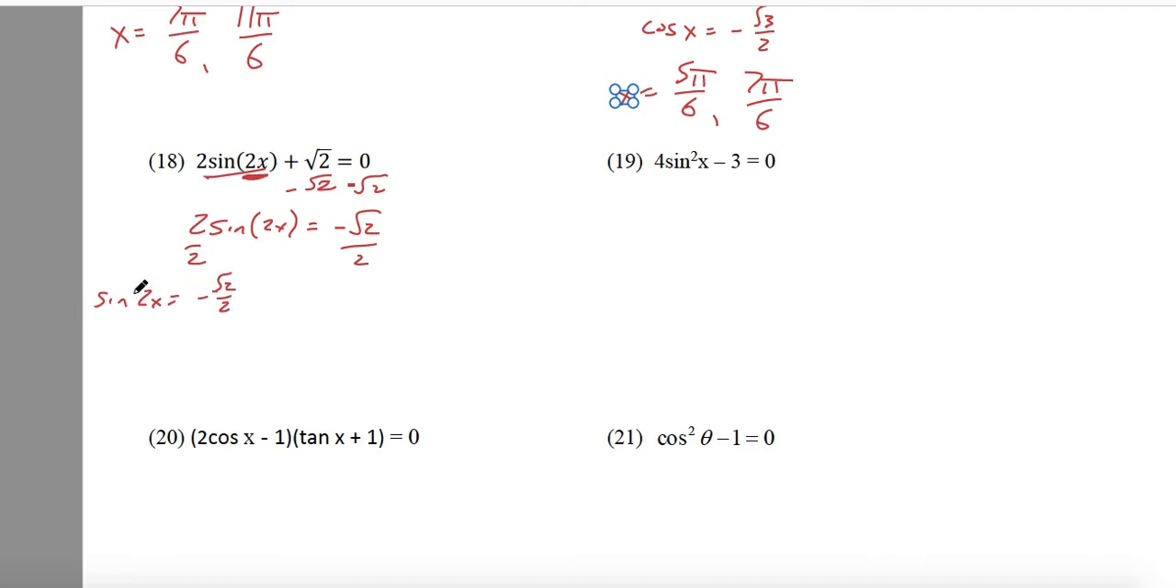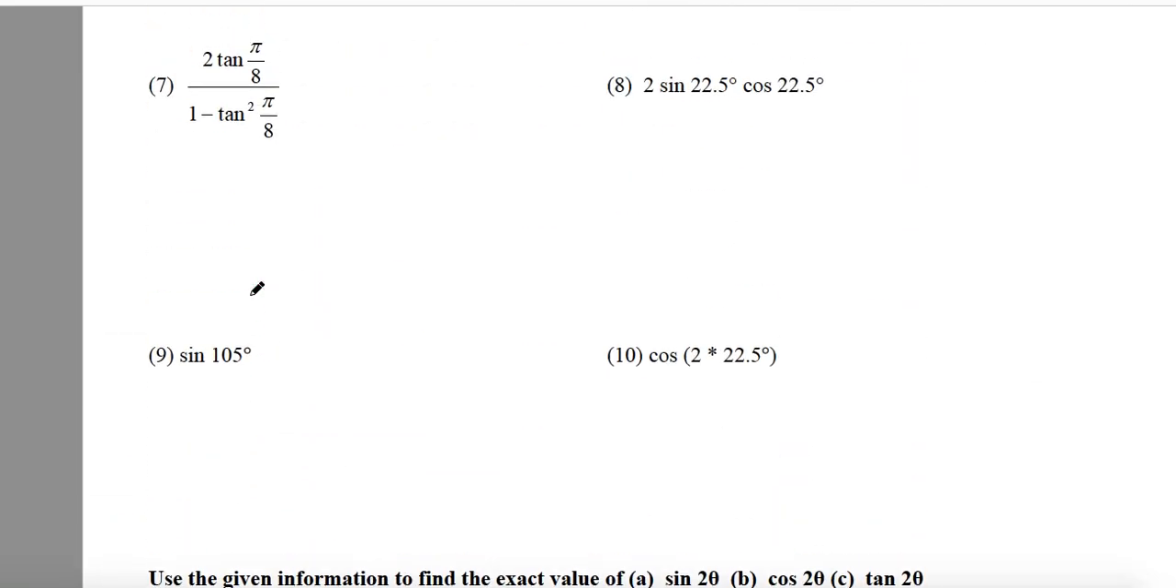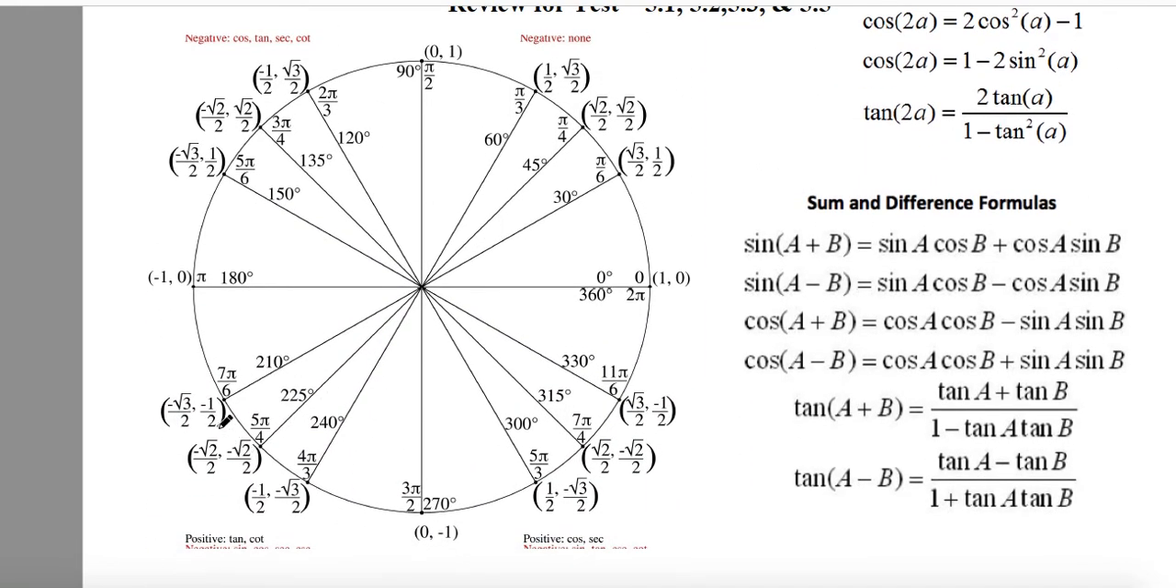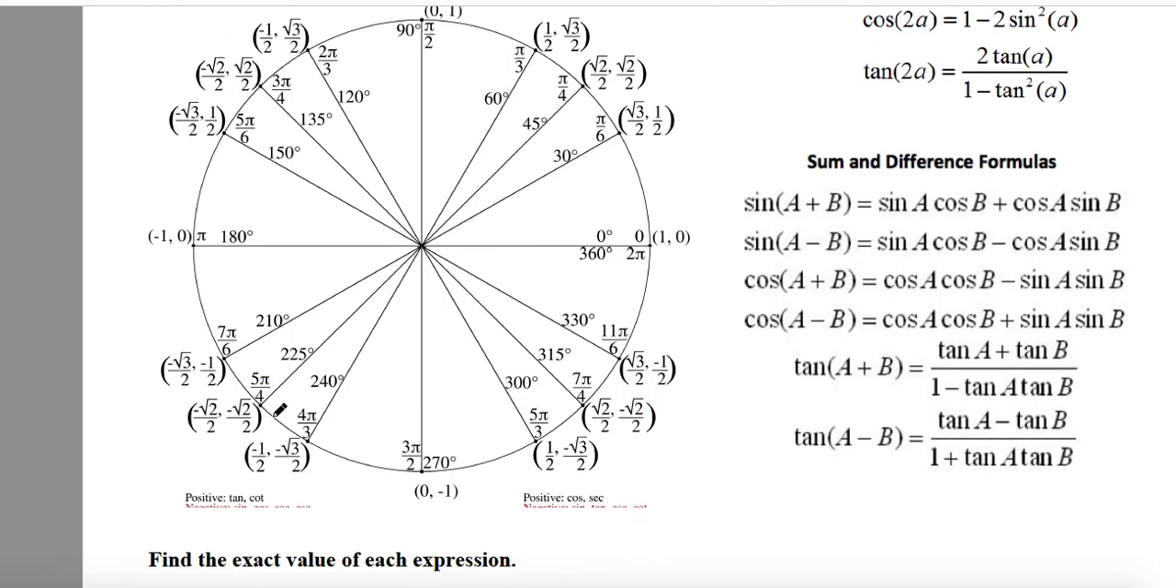So we're looking for where the sine of the angle, where the angle is represented by 2x now, equals negative root 2 over 2. So it's unit circle time. Let's go back to our unit circle. Figure out where sine is negative root 2 over 2. That would be right here and right here. Those two angles, 7 pi over 4 and 5 pi over 4.